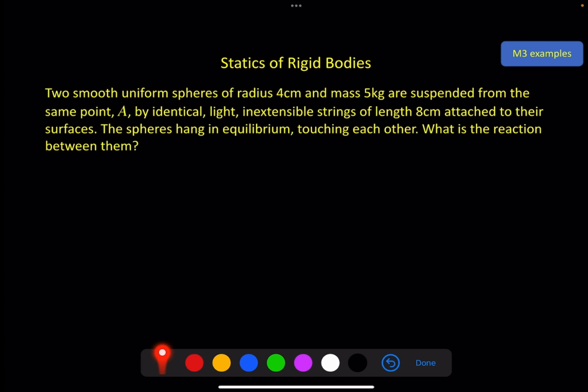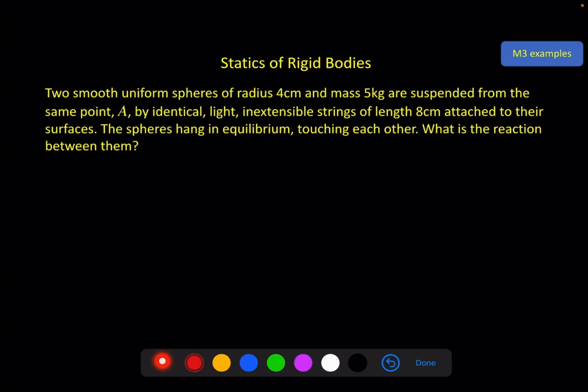Two smooth uniform spheres of radius 4 cm and mass 5 kg are suspended from the same point A by identical light inextensible strings of length 8 cm attached to their surfaces. The spheres hang in equilibrium, touching each other. What is the reaction between them?